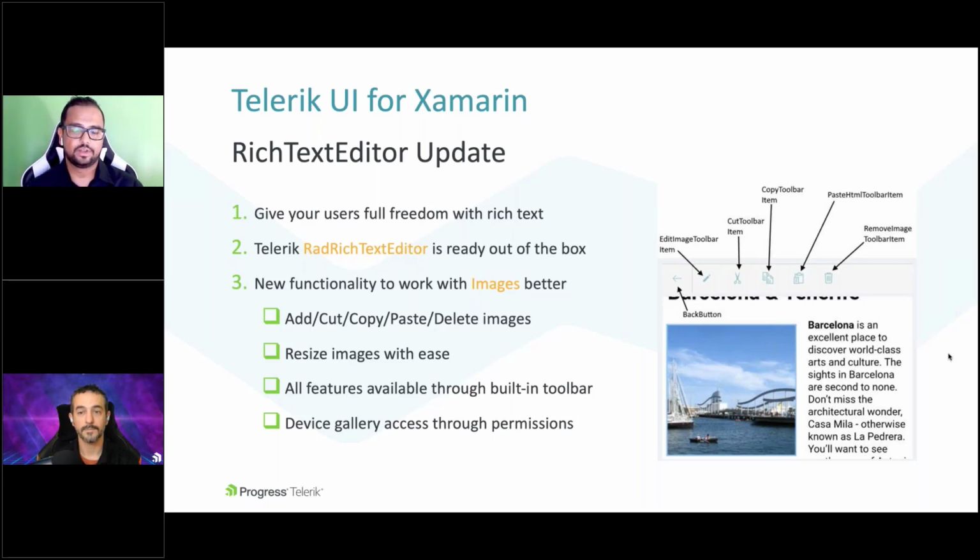And once you get to the image, you can add, cut, paste, delete, and resize images with ease. And everything is built in for you. There's a nice little toolbar that has all of the features built in. So you don't have to do much. You can actually create your own library of images and let the user play with it. So the rich text editor is one of my beloved controls because it's very rich. It's for all the things that you need for rich text processing on your apps.